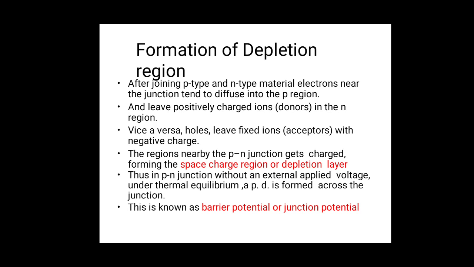Thus in a PN junction, without an external applied voltage and under thermal equilibrium condition, a potential difference is formed across the junction, and this potential difference is also called the barrier potential or junction potential.